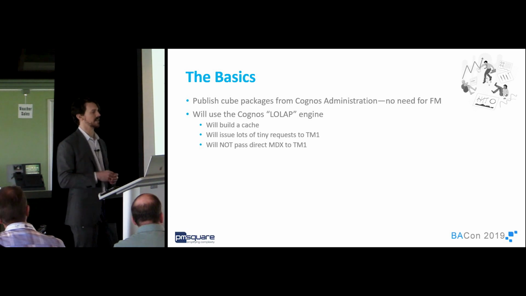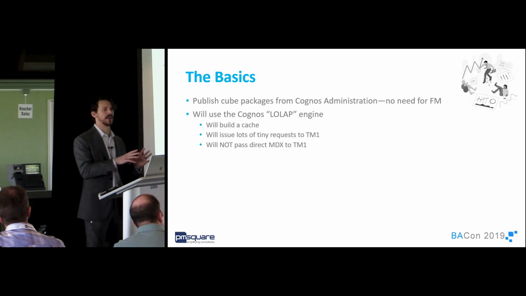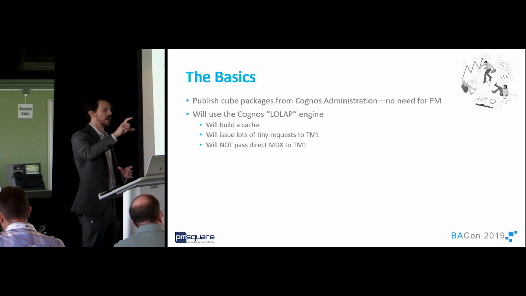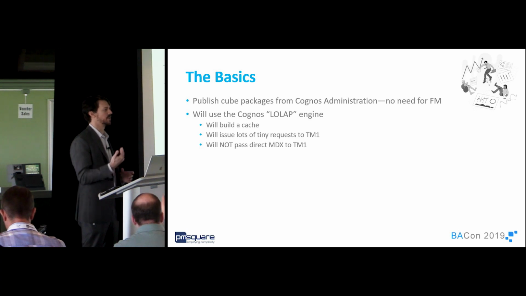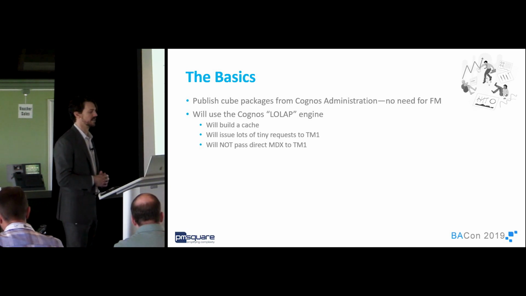So again, you might expect to see 1 or 2 or 3 MDX queries. If you look in your Cognos report, you might say, hey, I got 3 queries here. That doesn't mean that's going to be what you see coming in on the Planning Analytics side. You're probably going to see lots of little queries to build up that cache.